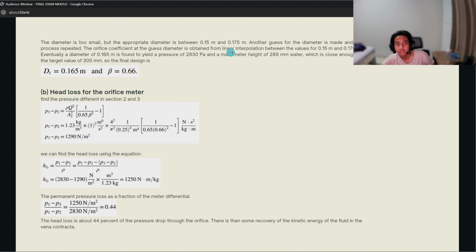Eventually, the diameter of about 0.165 is found to yield a pressure of 2830 pascal and a manometer height of 289 millimeter water, which is close enough to the targeted value of 300 millimeter. So the final design will be with the dt of 0.165 and beta of 0.66.